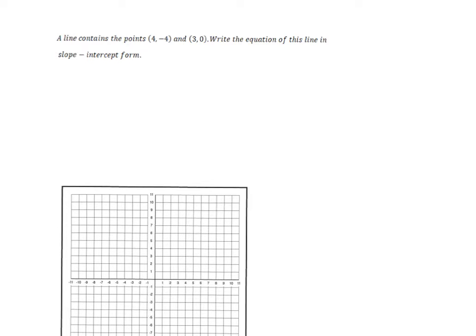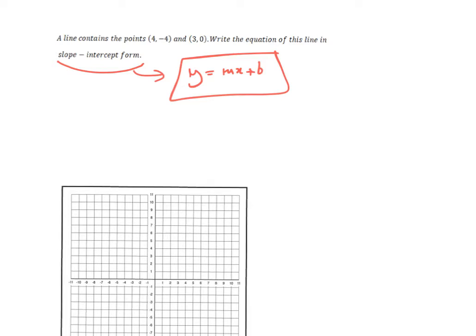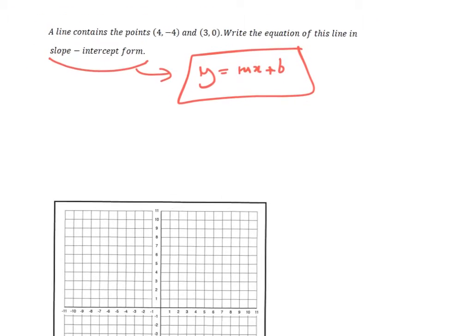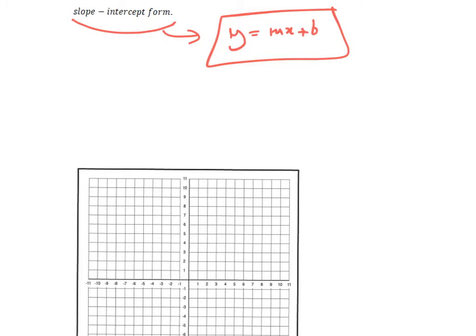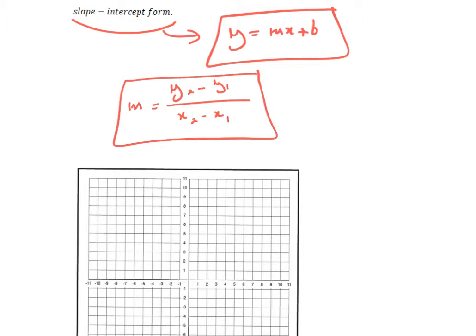Well, again, just to remind you about the slope-intercept form, that looks like y equals mx plus b. Right? That's slope-intercept form. And we have 2 points, so I need to find the slope and the y-intercept, right? So the formula for the slope is m, which is slope, will be y2 minus y1 over x2 minus x1. Again, this is change in y over change in x.